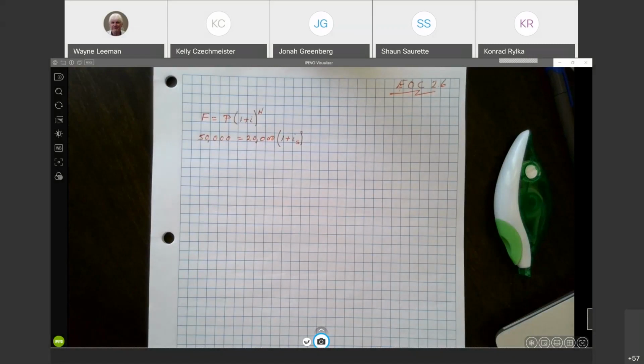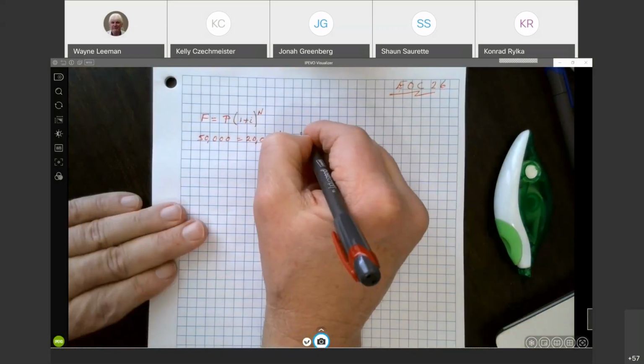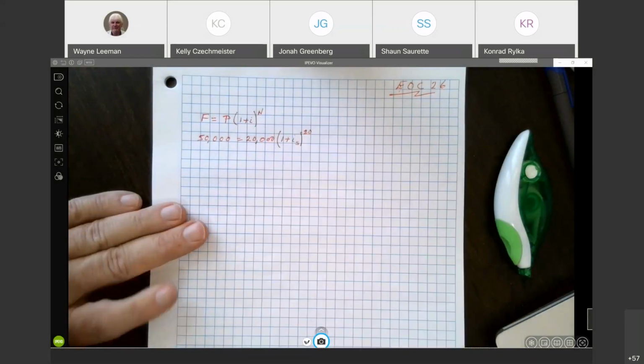I have a 20. Any more? Another 20. Any more numbers? Okay, I'll go with that. 20. Because there's 4 in a year, 4 quarters in a year.